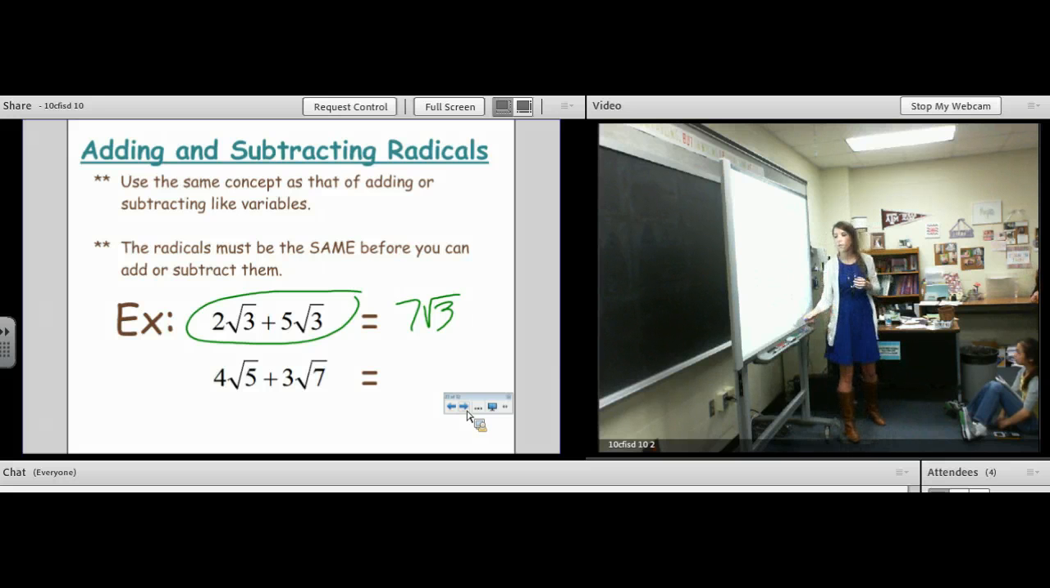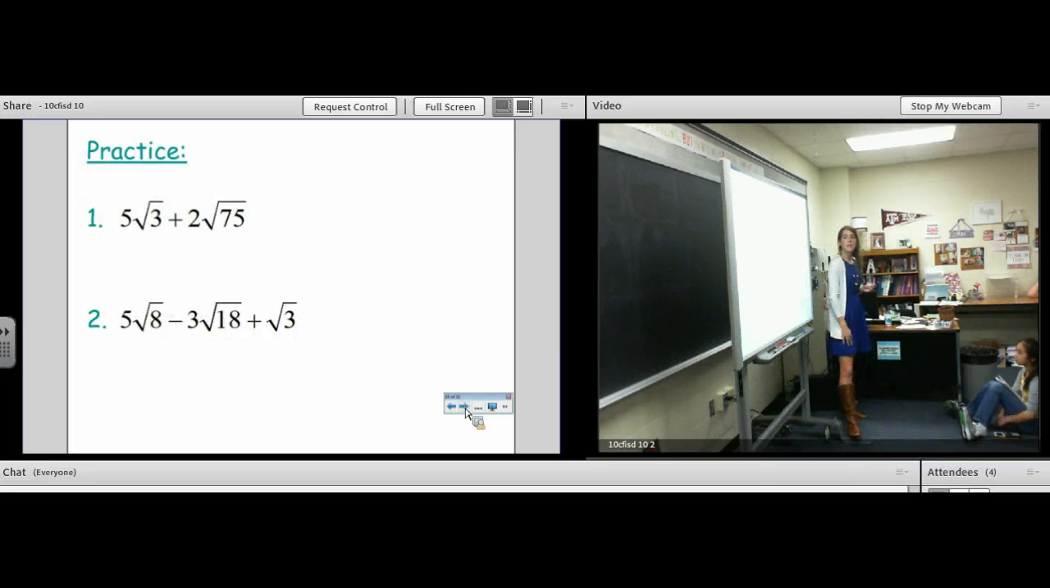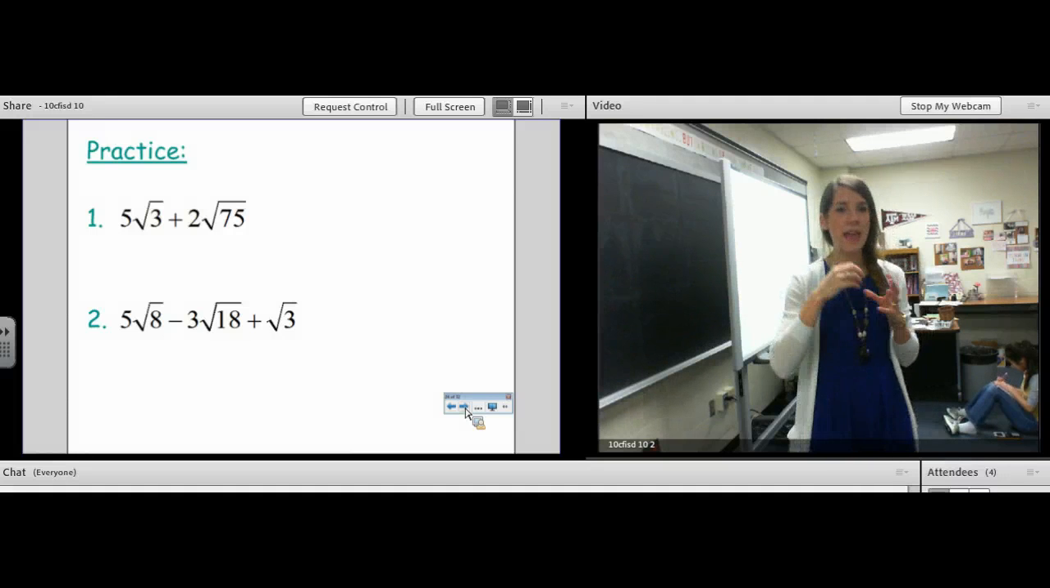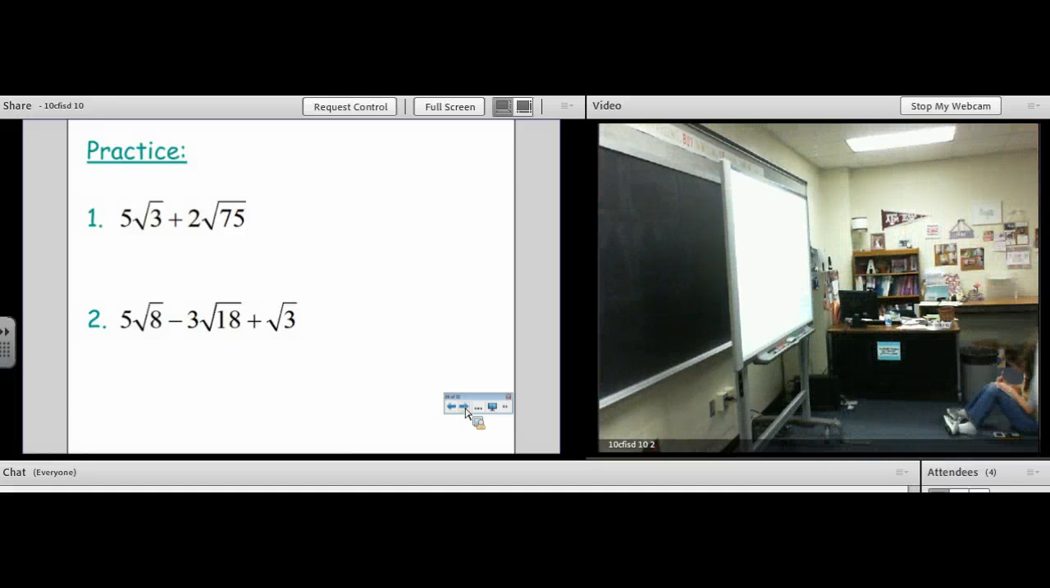Okay. What about 4 root 5 plus 3 root 7? You cannot simplify this at all. Last slide of the day. Write those down and solve them. You need to simplify and then add.